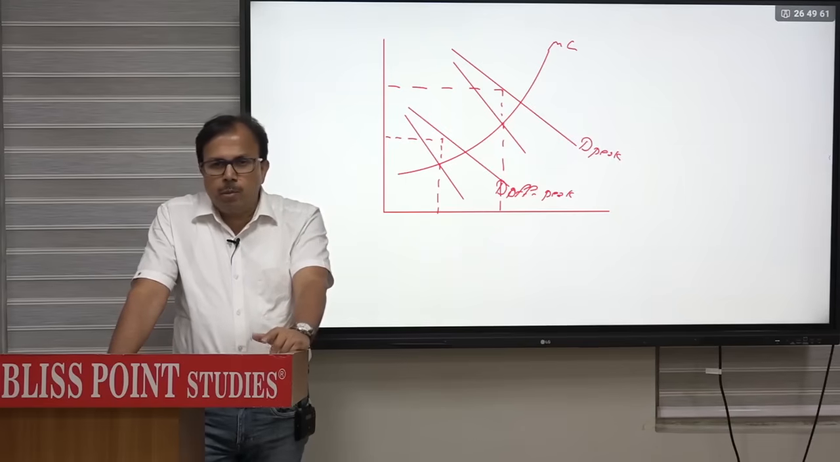If you do not apply peak load pricing and you charge the same price, then it is inefficient distribution of goods between the peak and the off-peak hour. And how is it different from third degree discrimination?